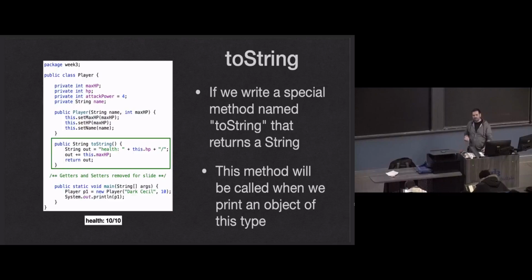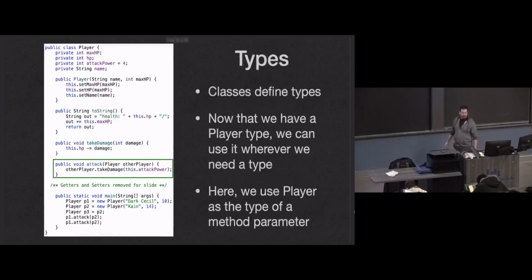More helpful than what we get by default, at the very least. And now that we've defined a brand new type, classes define types, we have a player type, and we can use that type wherever we could use any other type in Java. We've already seen this in variables. We have variables of type player that store references to player objects on the heap. But we can also have methods that take player references as parameters, and methods that return players, and data structures that store players. We can have all those things.